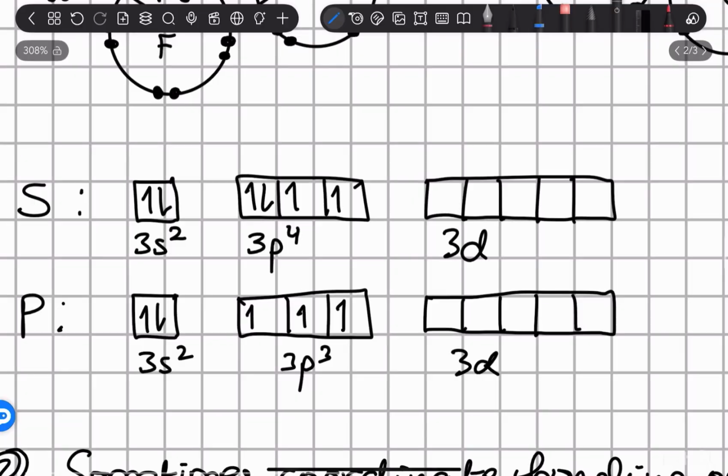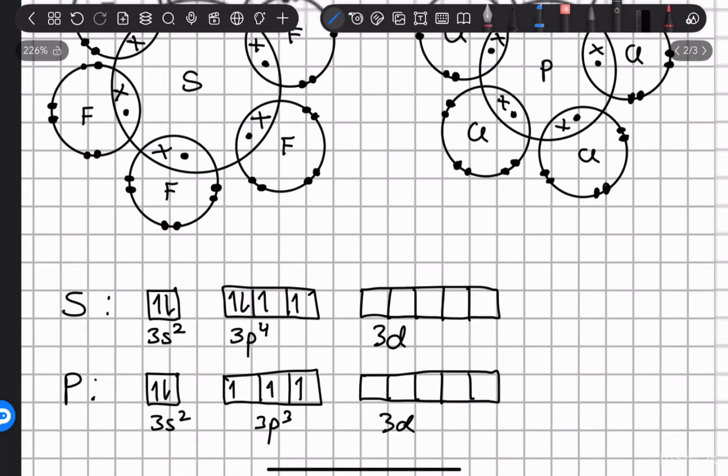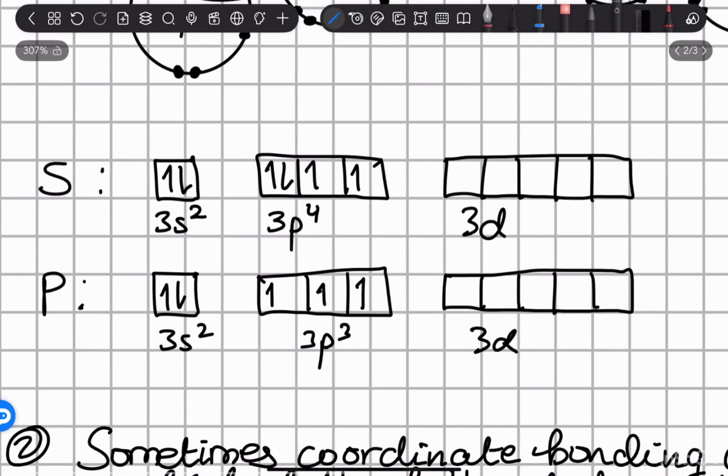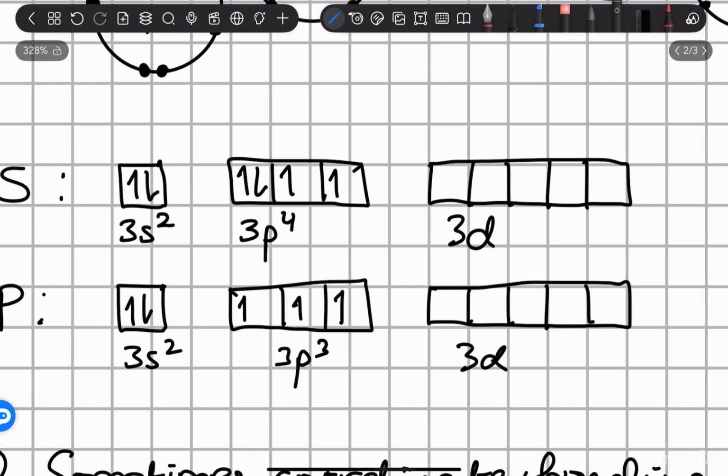And this is sort of an explanation for that. Sulfur has 6 valence electrons, but it has 4 electrons in its 3p orbital. And then phosphorus has 5 valence electrons and it has 3 available in its 3p orbital.